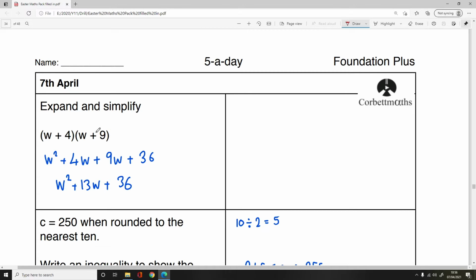First thing we want to do is expand a pair of double brackets. We all know that we need to multiply each term on the left by each term on the right. Collect the terms together, w squared plus 13w plus 36.